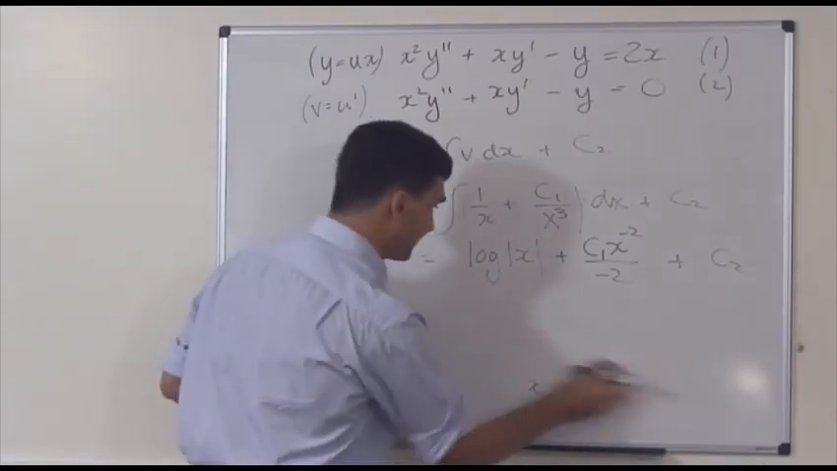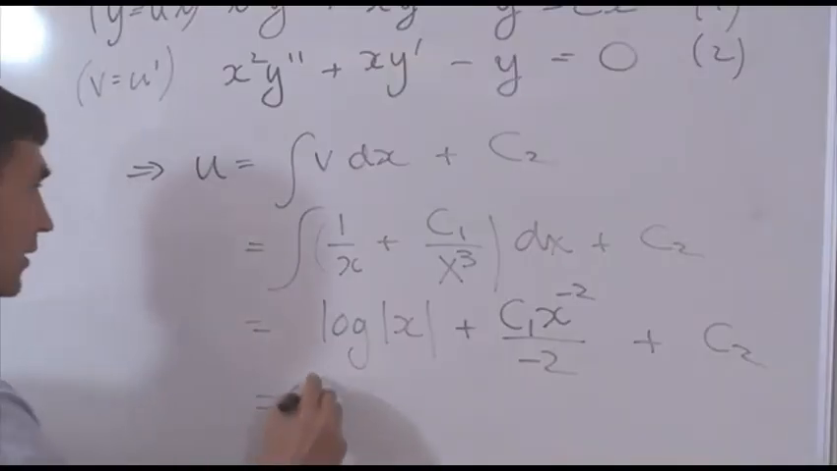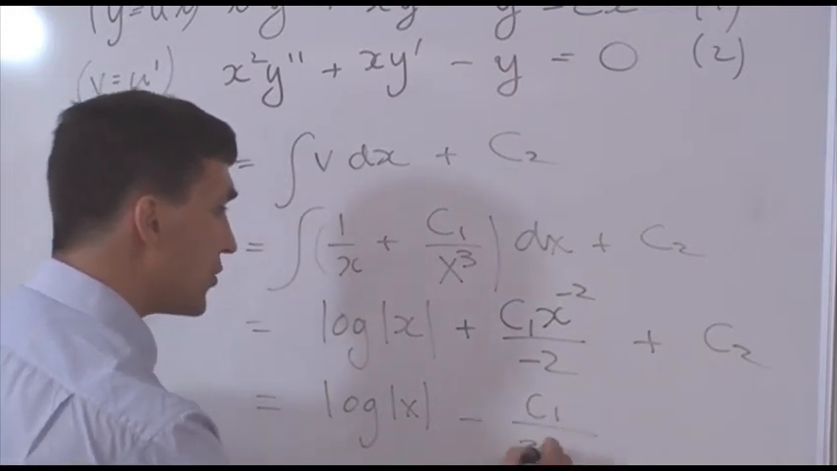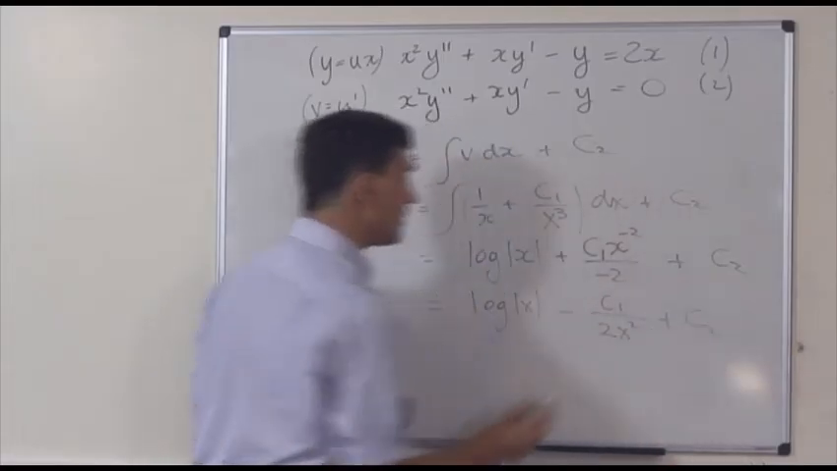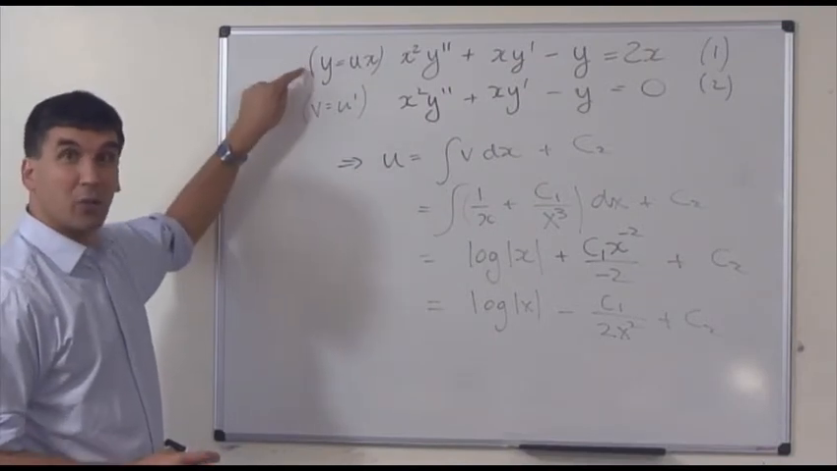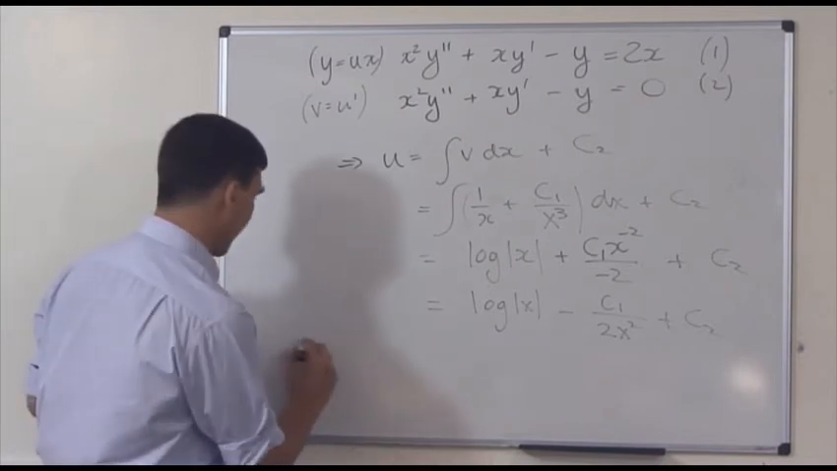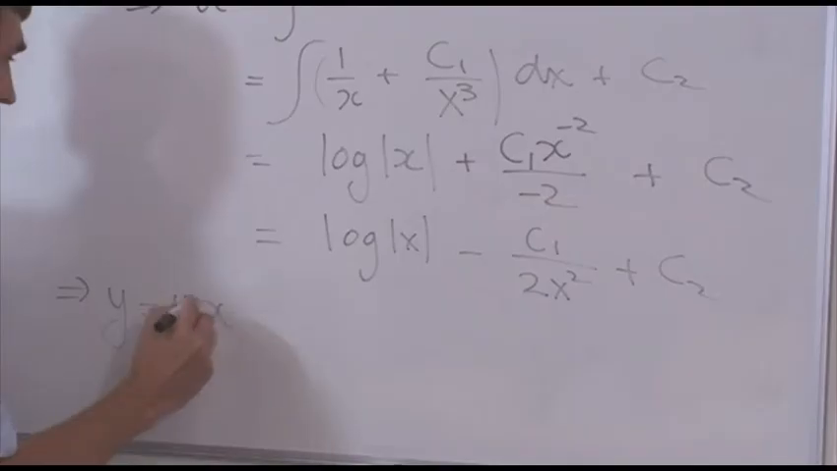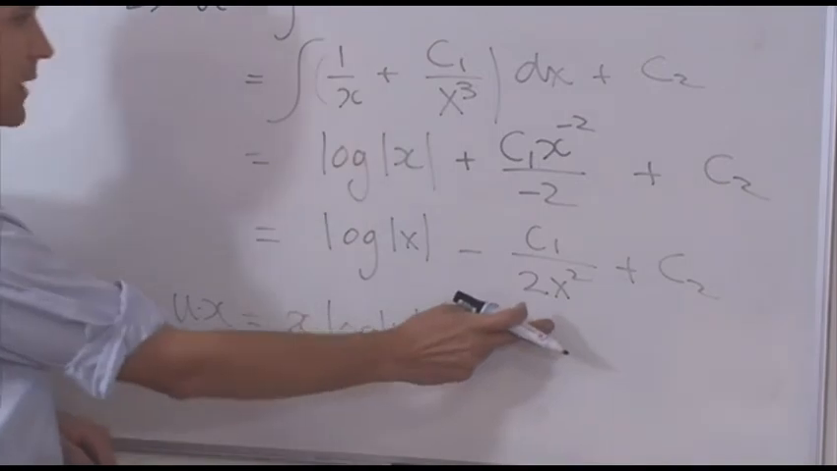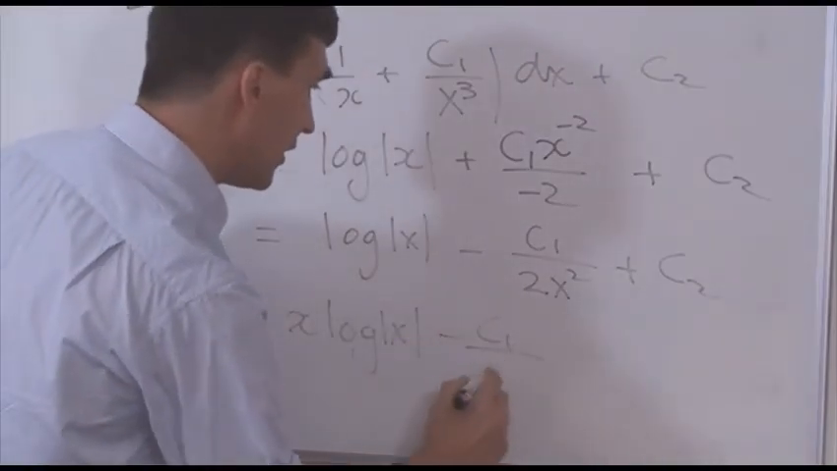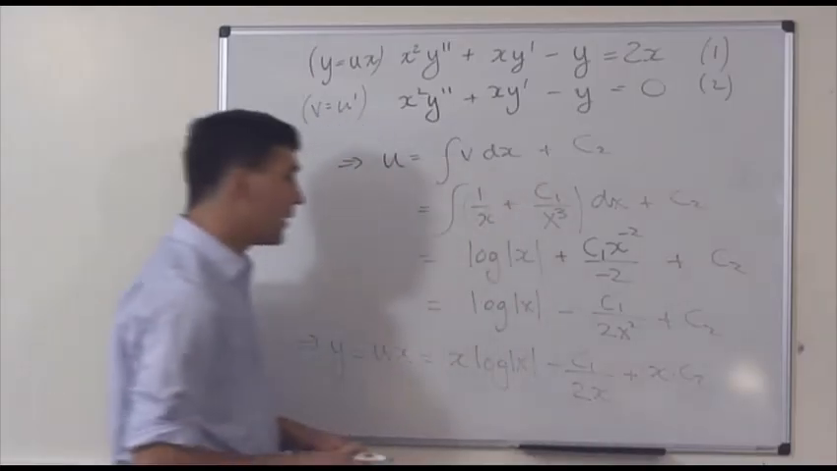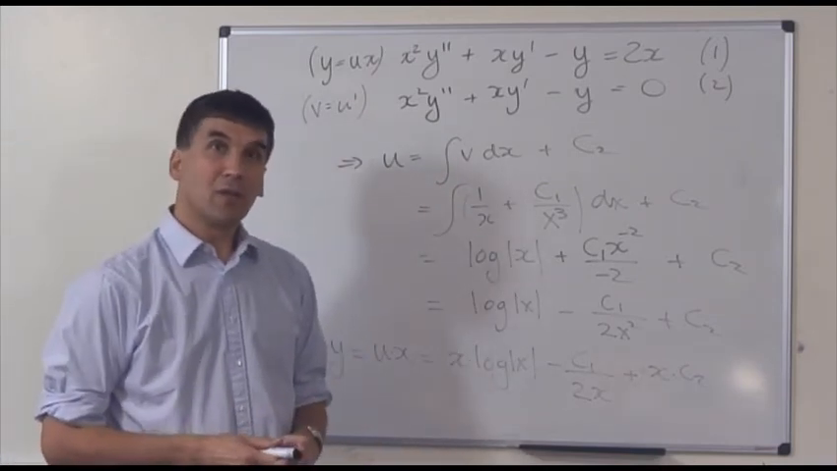So we can write that as log absolute value of x minus c1 over 2x squared plus c2. That's our u. And finally, we want to know what y is. Y is u times x. So y is u times x, and that is going to be x log x. We multiply this one by x, that gives us minus c1 over 2x plus x times c2. And we have the general solution of this problem.